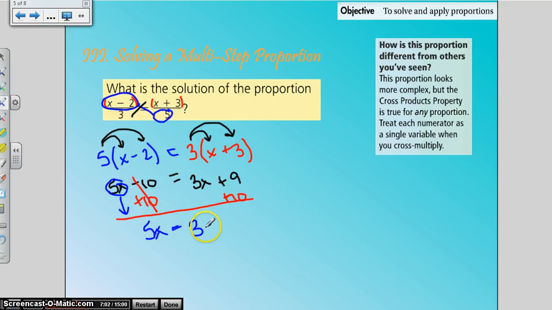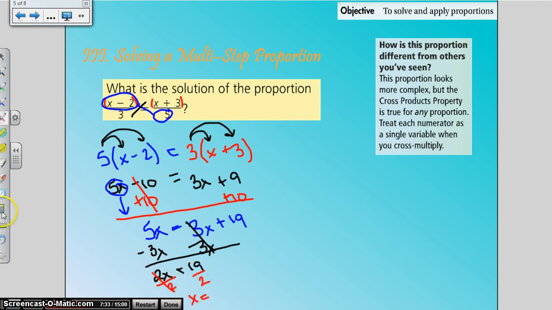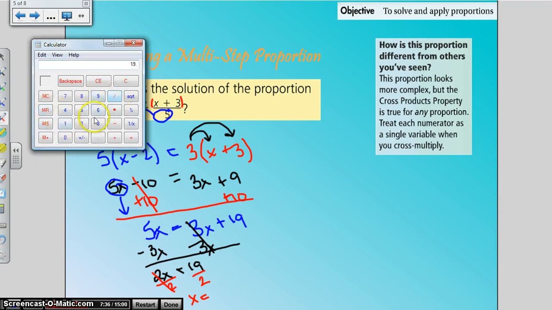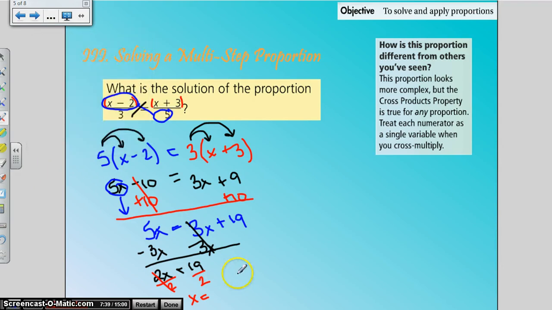Looks like a stick figure. Okay, so 5x equals 3x plus 19. Well, bring it over. Subtract 3x. Are you guys seeing this pen? Subtract 3x. 5x minus 3x. 2x equals 19. Undo that. And 19 cut in half, 9.5.